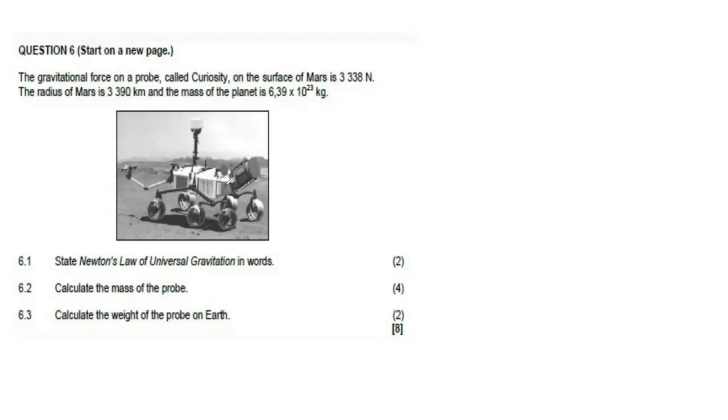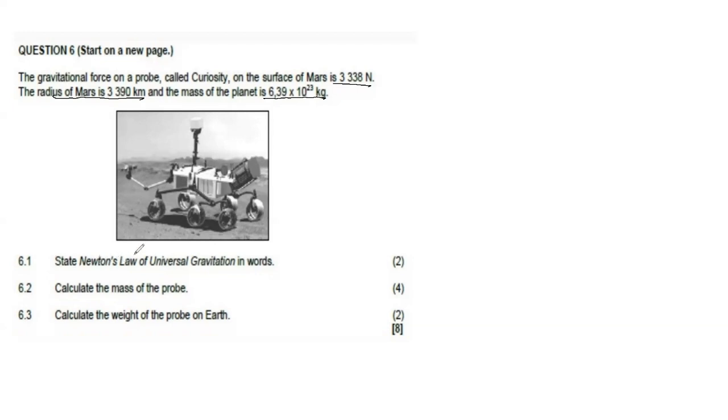Okay, so we have question 6 on Newton's law of universal gravitation. It says the gravitational force on a probe called Curiosity on the surface of Mars is 3,338 newtons. The radius of Mars is 3,390 kilometers, and the mass of the planet is 6.39 times 10 to the exponent of 23 kg. So we are given the mass of the planet, the force that the mass exerts on the probe, and the radius of the planet, which is 3,390 kilometers.